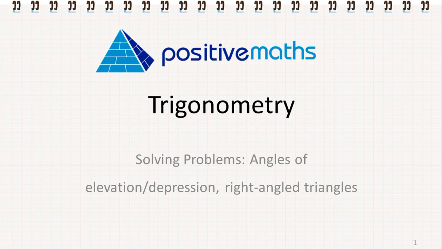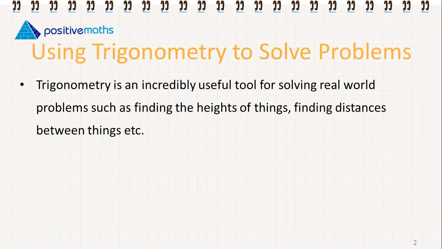In this video for Positive Maths, we're going to learn about problem solving when angles of elevation and depression are involved. Trigonometry is an incredibly useful tool for solving real-world problems, such as finding the heights of things, finding distances between things, and so on. So we will see a lot of examples of these in exam questions.